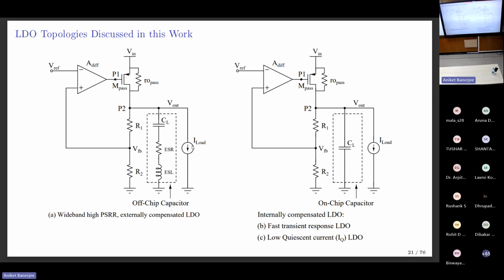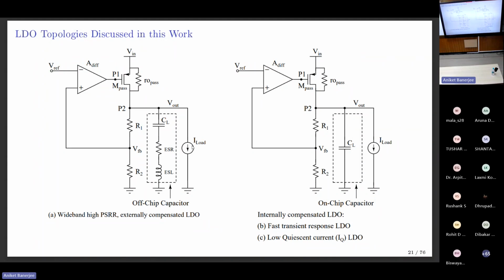What we are going to do in the next 1 hour is take three circuit examples: wideband high PSRR design, fast transient response design, and low quiescent current design. We are going to see 3 LDO designs. If you are given a set of specifications, there is a conventional way of designing these LDO circuits that we follow now. We will translate those methods into GMID or lookup table based design methods for these 3 topologies.